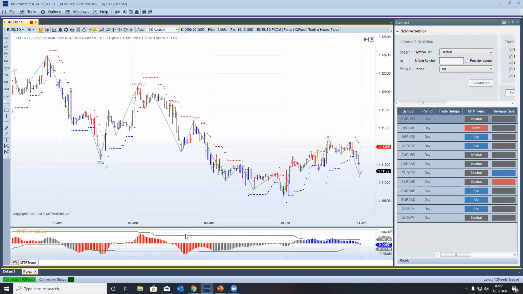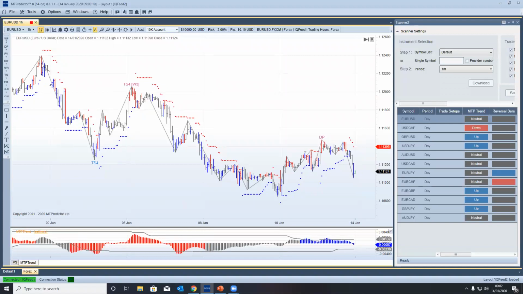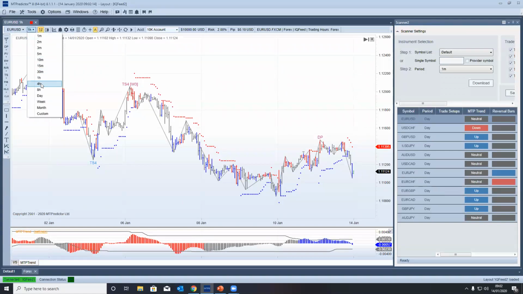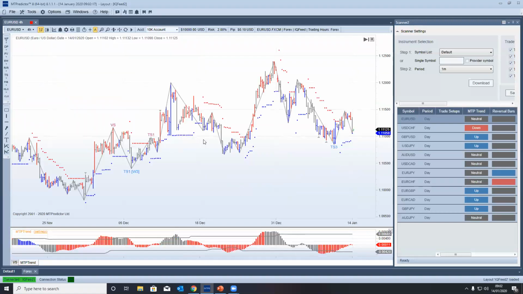So how do we do this? Well, we go to a higher time frame chart, because on this one, the Euro US dollar, it's an hourly chart. So we get to a higher time frame, which is normally between 3 and 5 time frames higher, the next logical time frame up. We then look for our support and resistance zone.